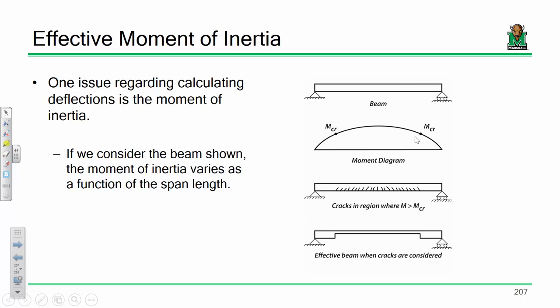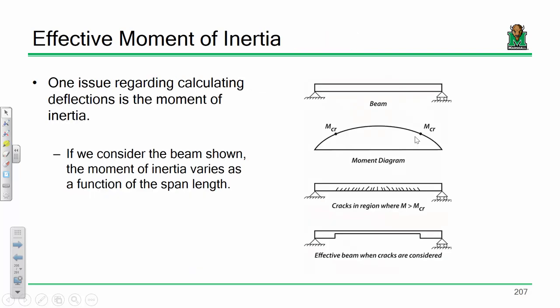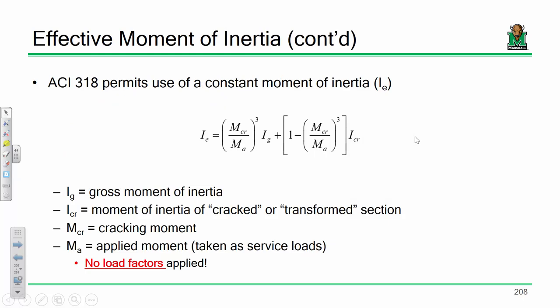A lot of our formulas assume a uniform moment of inertia across the entire beam. So what do you use? Do you use the gross moment of inertia? Do you use the cracked moment of inertia? Or do you use somewhere in between? The answer is somewhere in between. Enter this. This is the effective moment of inertia. So if you want an explanation as to what the effective moment of inertia is, it's sort of a weighted average between the gross moment of inertia and the transformed moment of inertia, depending upon the magnitude of your moment.